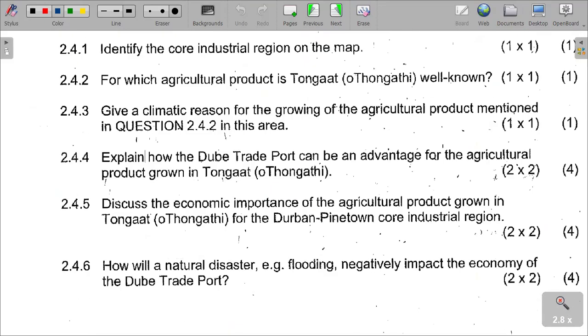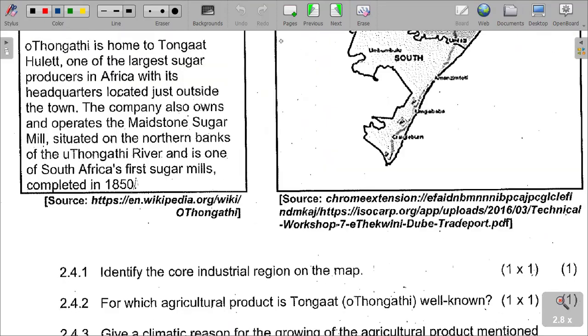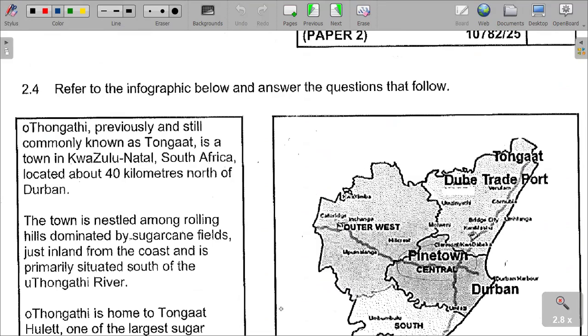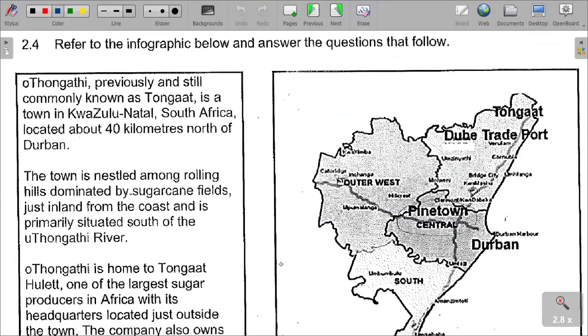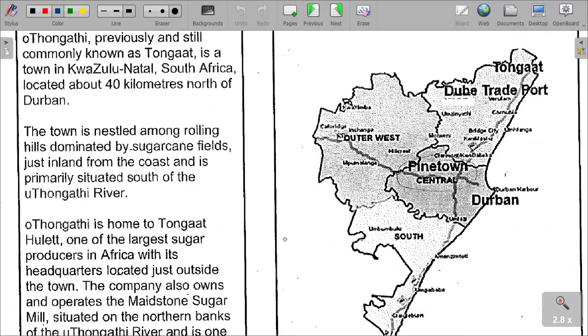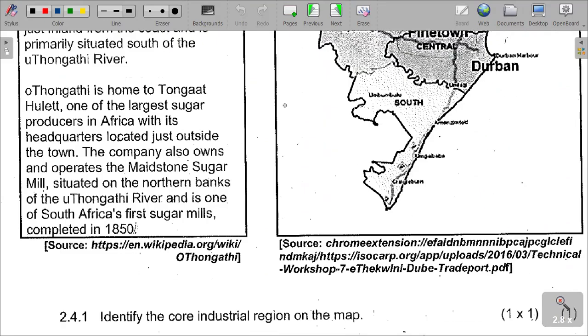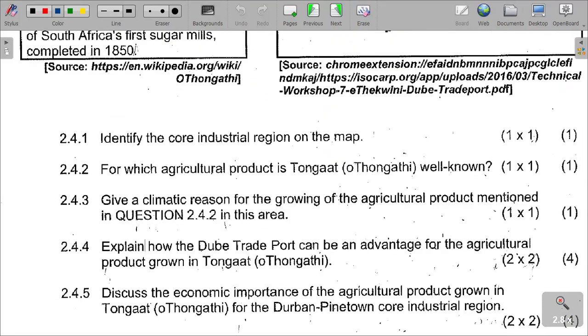We are given this infographic, identify and answer the question that follows. Commonly known as the Tongaat, it is a town in KZN, South Africa, 40 kilometres north of Durban. The town is nestled among rolling hills, dominated by sugarcane fields. So now the question is saying identify the core industrial region on the map. What is the core industrial region on the map?